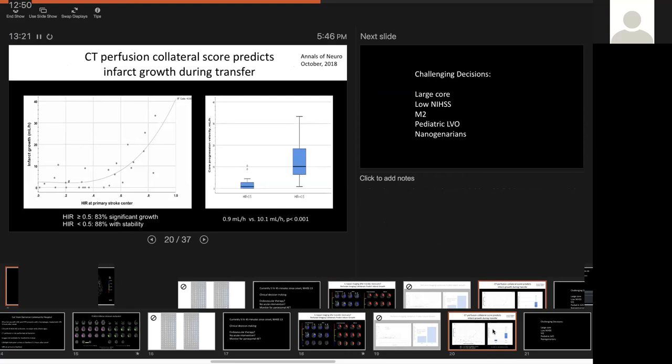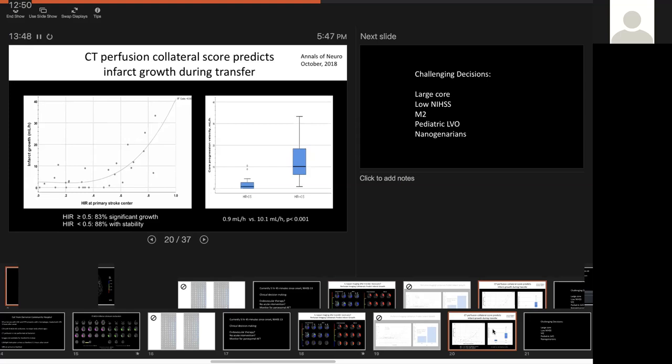And what we found is that if you had the favorable HIR, if it was less than 0.5, so less than half of your perfusion lesion is red, these patients had minimal to no growth during the transfer. Okay, so you could say for those patients in the future, we could go straight to the cath lab because they're not growing. On the other hand, the other half of the patients who had a HIR of more than 0.5, they had substantial growth.